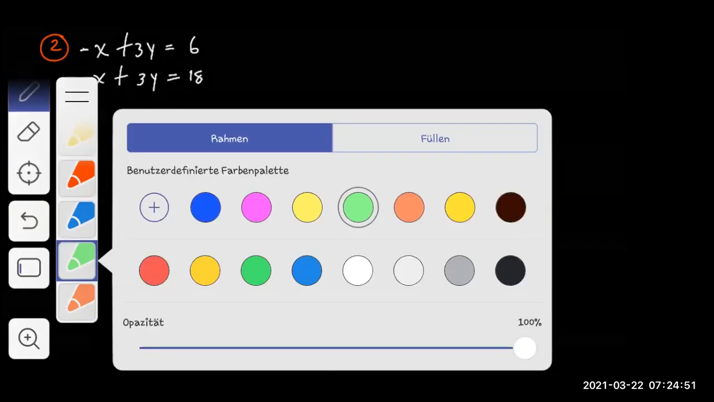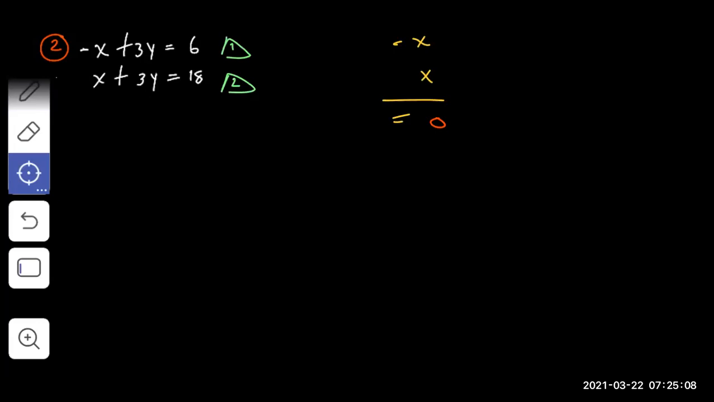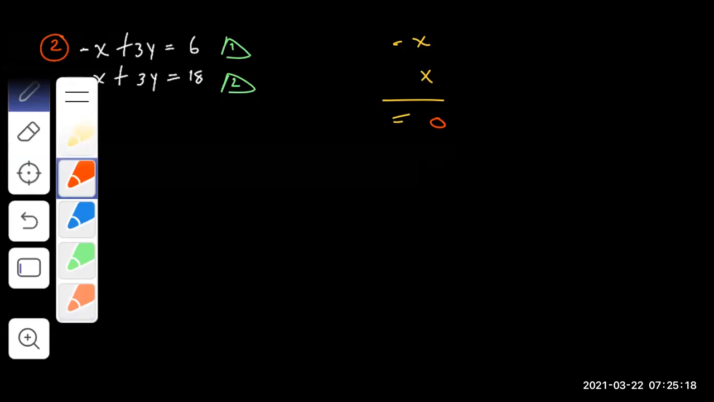Good point. Okay, I'm going to say this is my equation 1 as usual, and this is my equation 2. Okay, let's take it apart. I'm going to take the x's, negative x, and the other one is positive x. My goal is to get 0. This is my goal, to eliminate. As you can see, one x is positive and the other is negative. That is really helpful. And then 1x minus x, you automatically get 0.